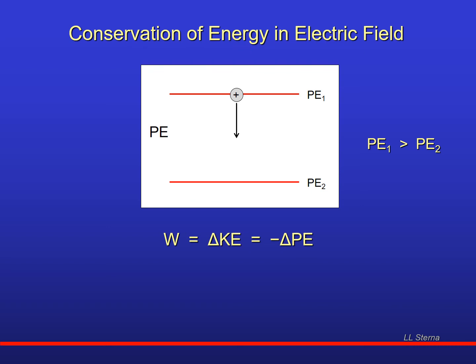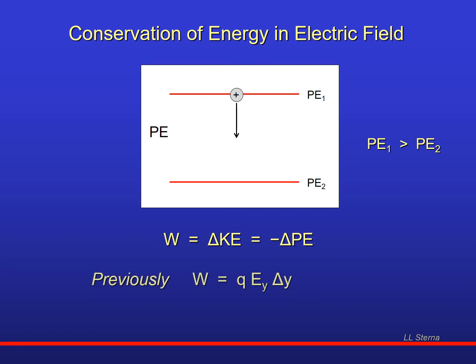Ball rolls down a hill. Delta PE is negative, it goes faster. Delta KE is positive. You throw a ball up in the air. As the ball rises, it gains potential energy. Delta PE is positive. Delta KE is negative, it slows down.